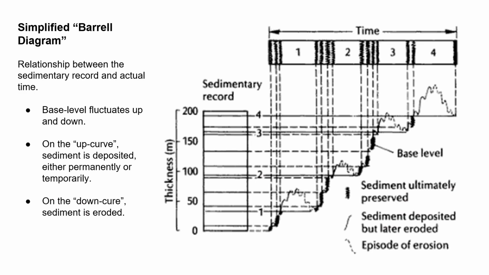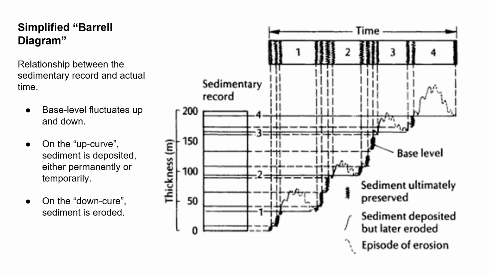Now, to understand how unconformities and hiatuses and diastems work, let's look at barrel diagrams. This is a very simplified barrel diagram where you have time and you have a sedimentary record. So your sedimentary record in thicknesses of meters, so in other words, space is your y-axis and time is your x-axis. This shows the relationship between actual time and what's preserved and what isn't. Now you notice there's this curved line going through in between there. We have spaces for times 1, 2, 3, and 4.